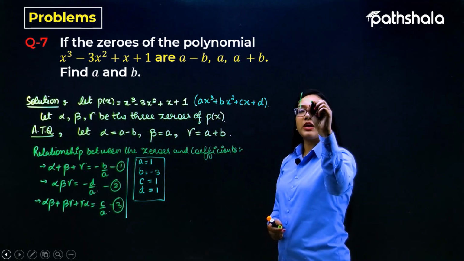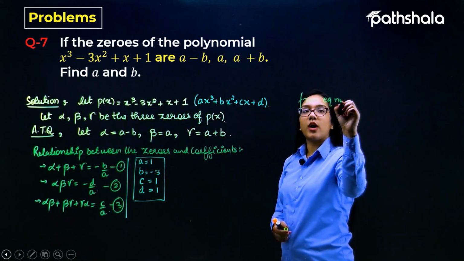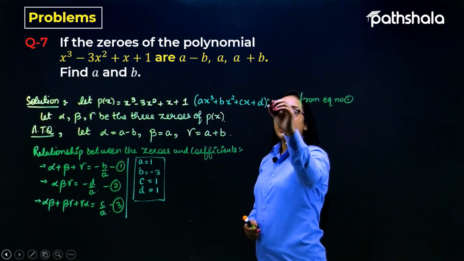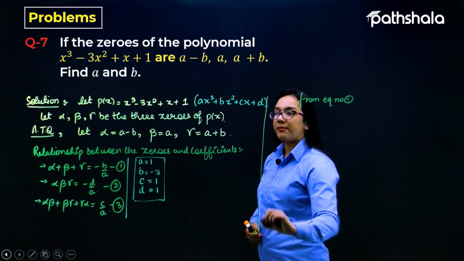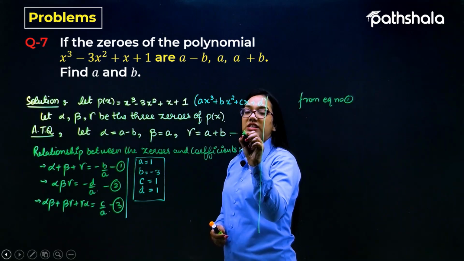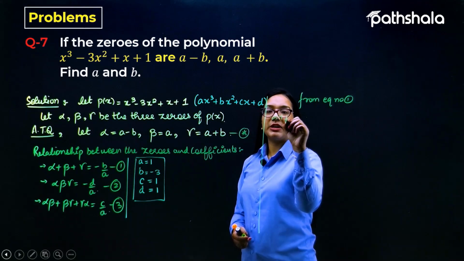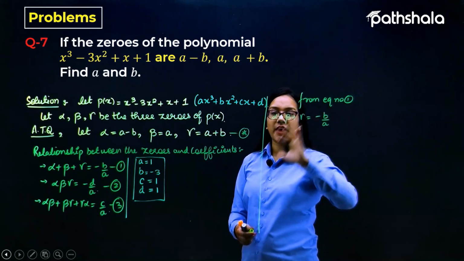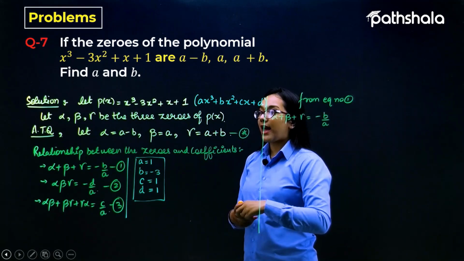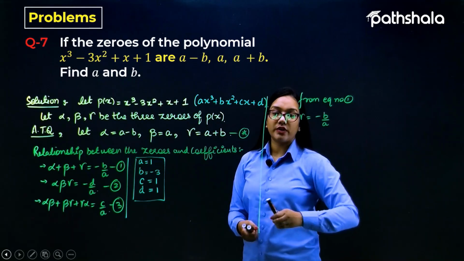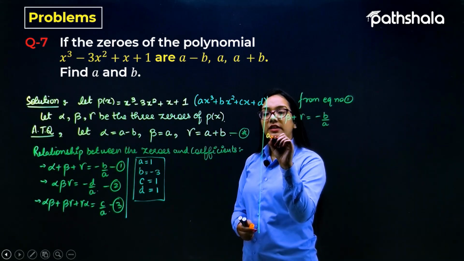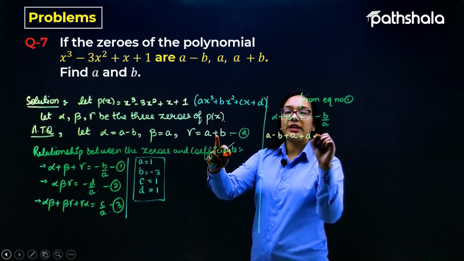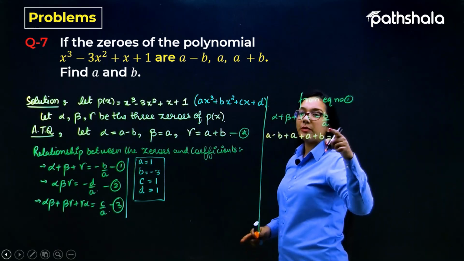From equation number 1, let me call this equation star: alpha plus beta plus gamma is equal to minus b by a. Let's substitute all these values. We have taken alpha as a minus b, beta as a, gamma as a plus b, which is equal to minus b by a.